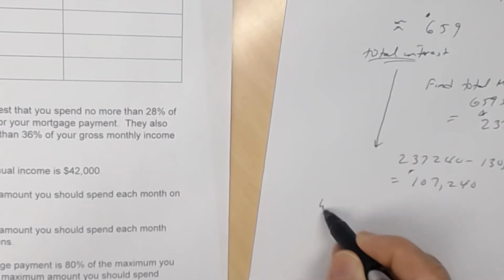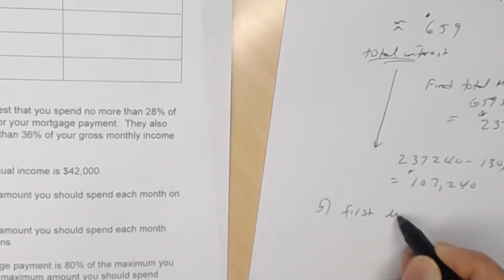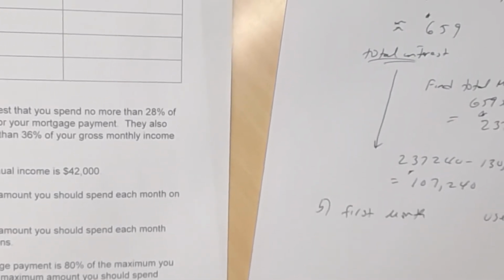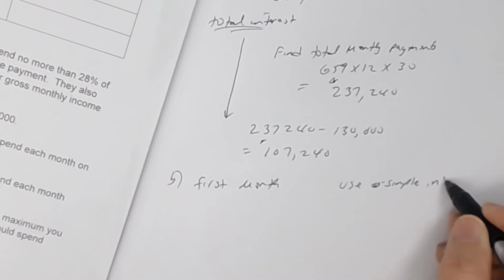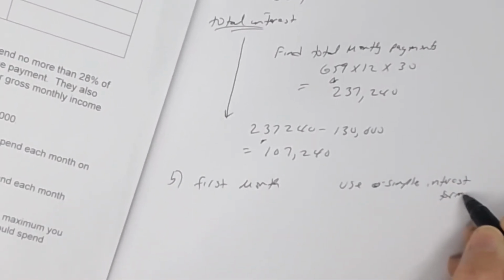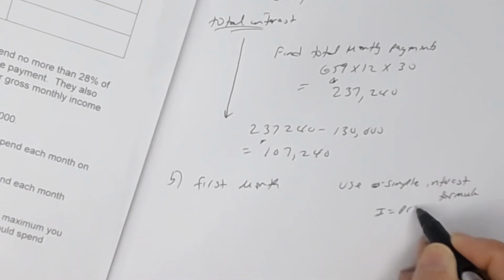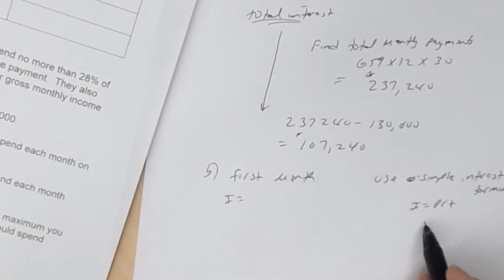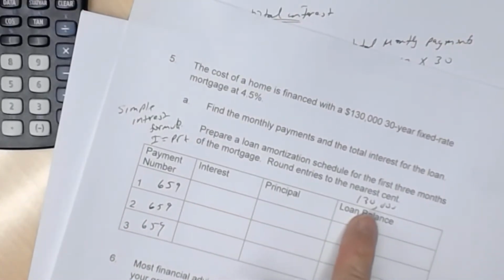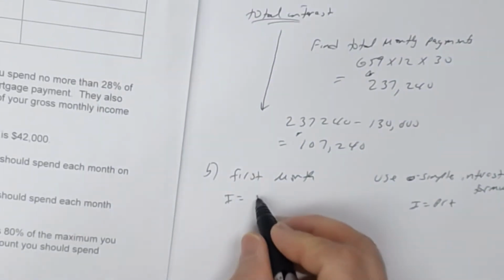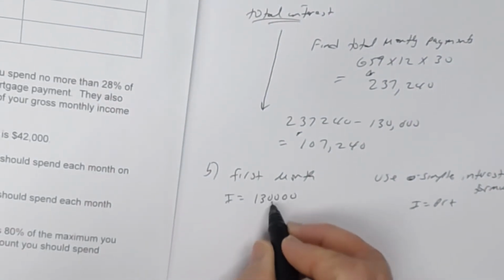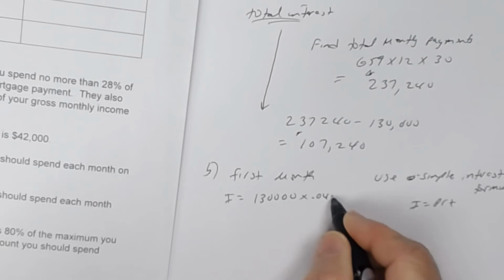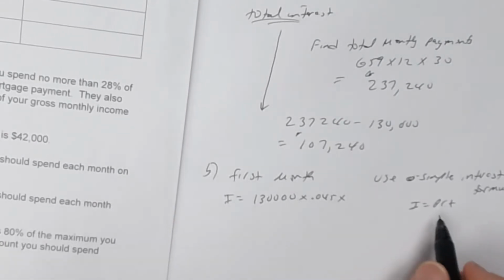So for the first month, this is Part B. For the first month, remember, we're going to use the simple interest formula. I equals PRT. So for the first month, the interest is going to be the principal. How much money do I owe? Well, I borrowed $130,000, right? So it'll be $130,000 times the rate, which is 0.045, times the time. Now be careful.